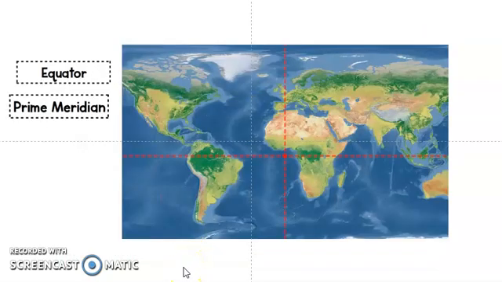So first, let's practice by identifying these imaginary lines. Which one goes across the middle of the globe? Is it the equator or the prime meridian? Very good. The equator. That line is the one that goes across the middle.